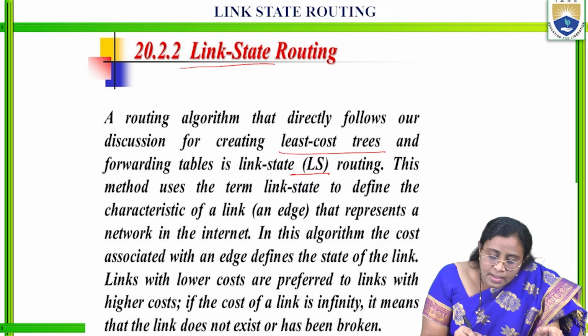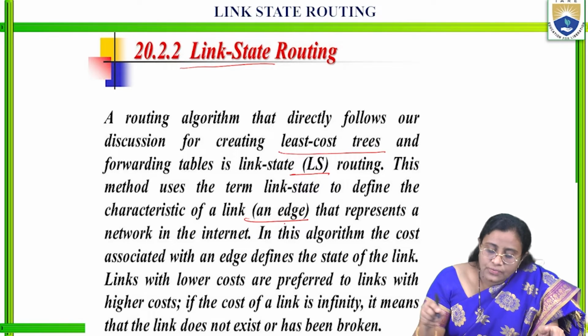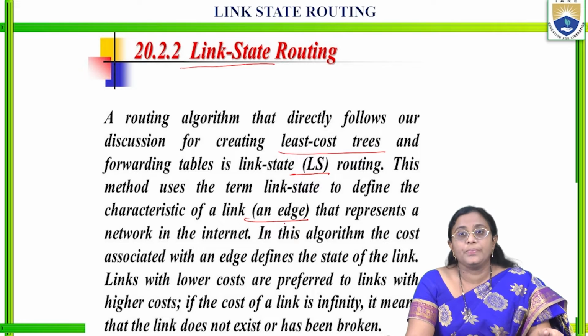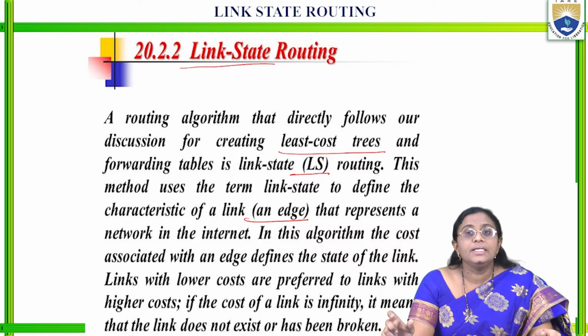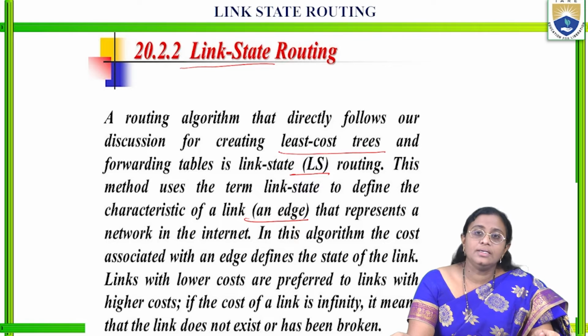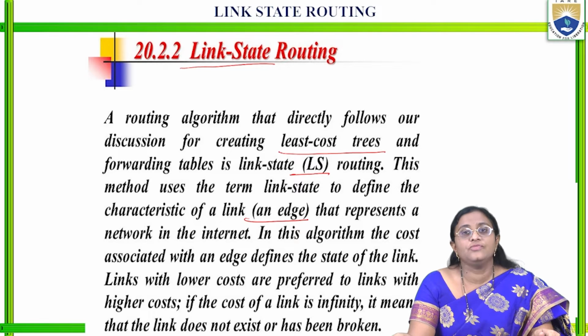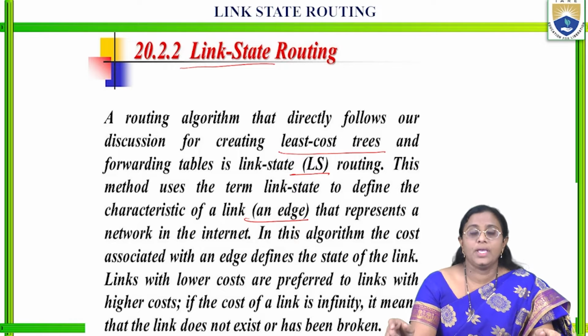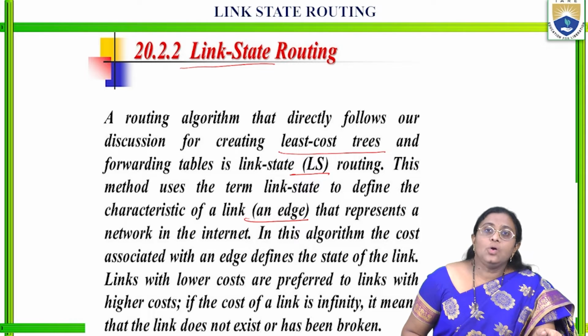That link we can call an edge, which represents a network in the internet. In this algorithm, the cost associated with an edge defines the state of the link. Links with lower cost are preferred to links with higher cost. If the cost of a link is infinity, it means that the link does not exist or it has been broken. This is the main concept.